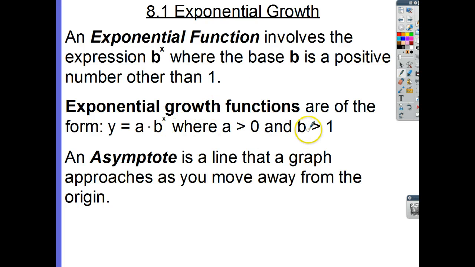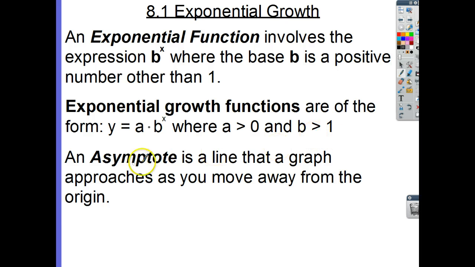Whereas if b is greater than 1, we're throwing out some values that we have up here for b that we don't have here, and that is the proper fractions are thrown out. Positive proper fractions are included in exponential functions, but they're not down here. So when we talk about exponential growth functions, then b has got to be greater than 1.